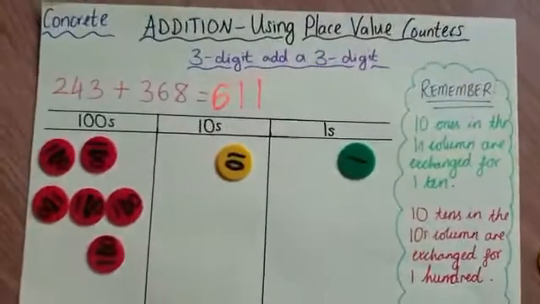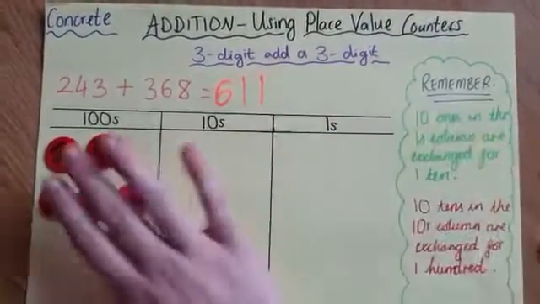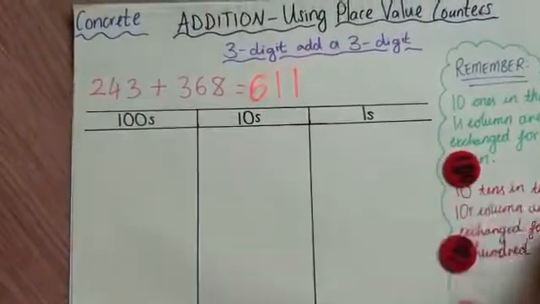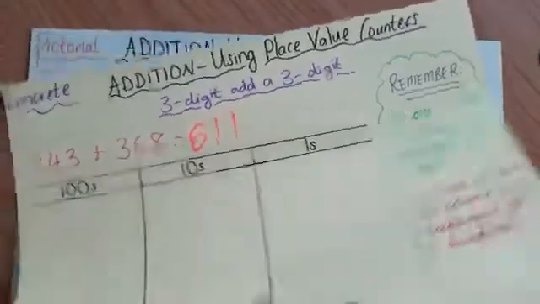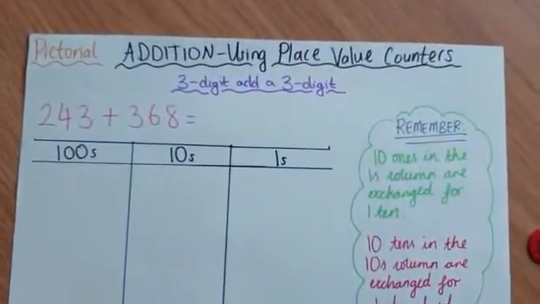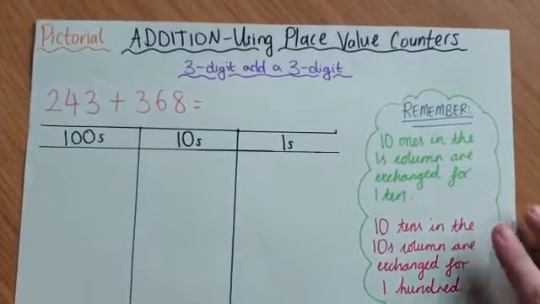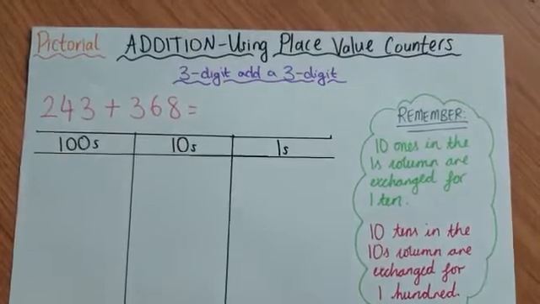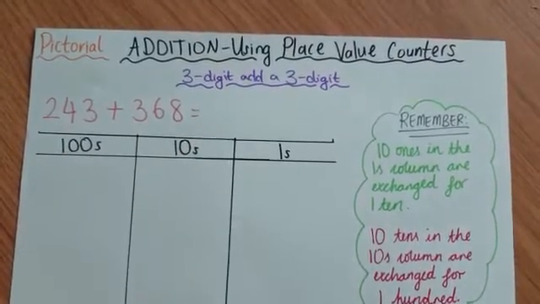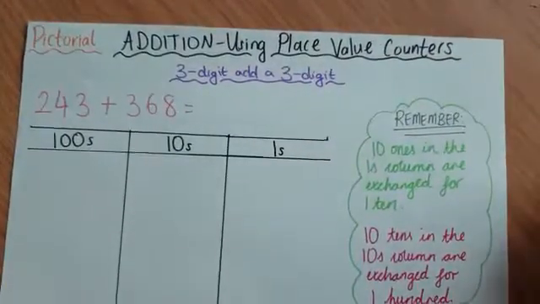Once the children are secure with using concrete manipulatives, that is when you will then show them how to use the pictorial method, which we will now move on to. So the pictorial method is when they will get rid of the counters and they will learn how to draw them in the grids themselves. So we will start off with our 243, and this time they will draw counters.